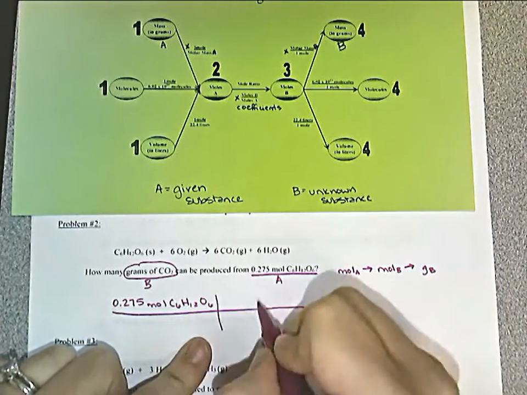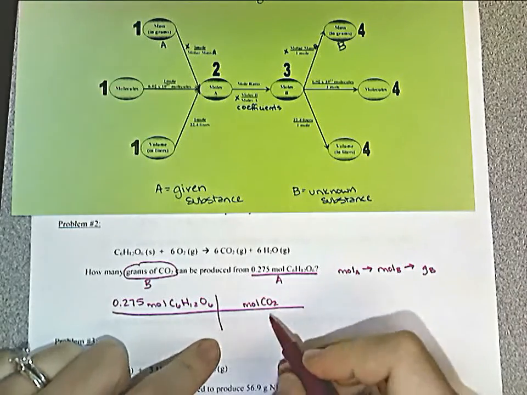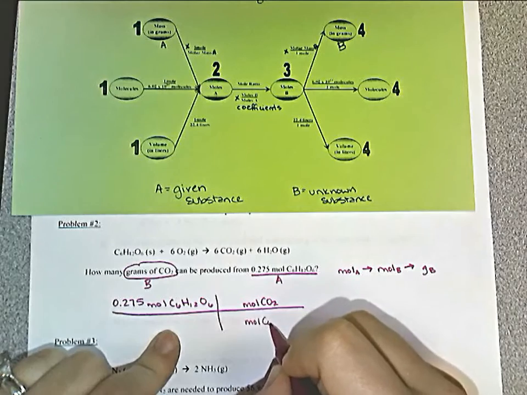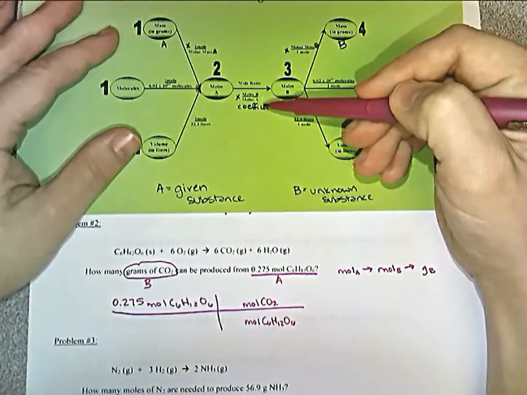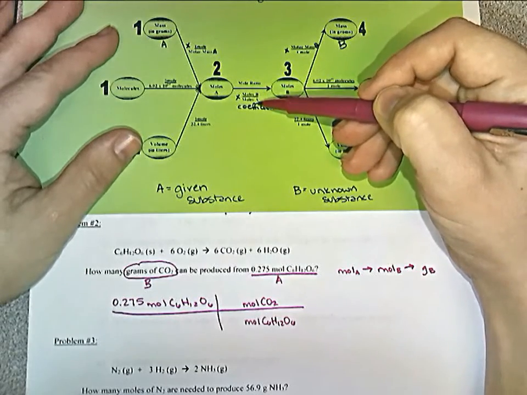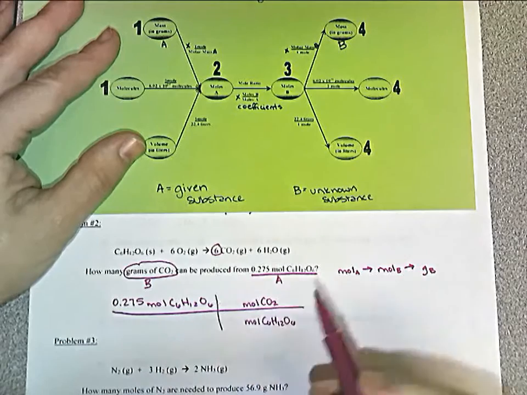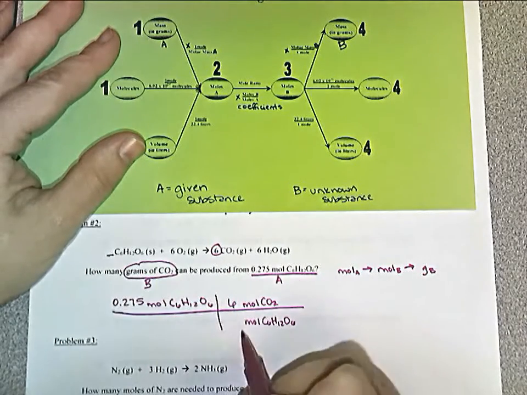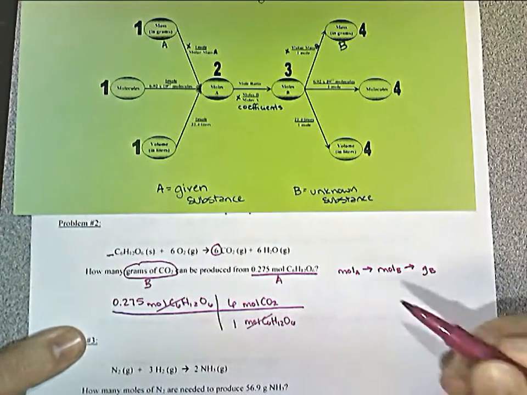Well, my B is CO2, so I'm going to put moles of CO2 up top. And then I've got to see what's going to cancel here. Well, it's going to be moles of C6H12O6. This middle step right here where I put moles over moles, that's when I use my coefficients. So I'm going to go look at CO2 is 6, and that ugly thing, glucose, is 1. So those are going to cancel. I know I've set that up correctly.